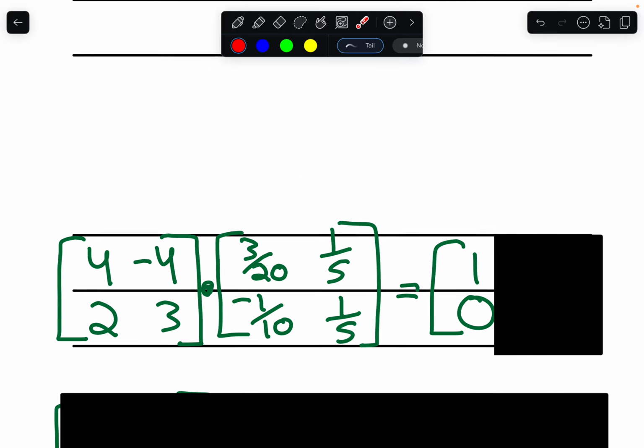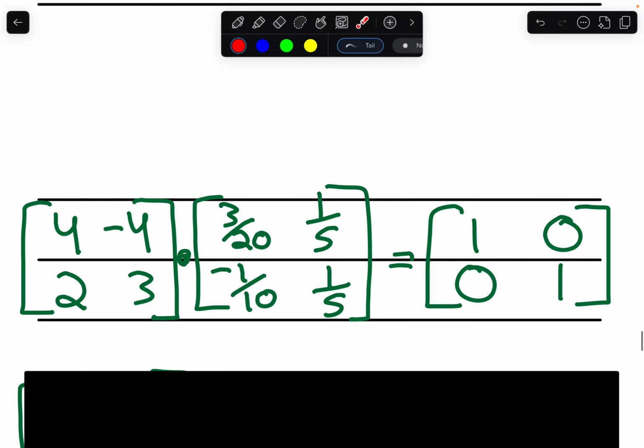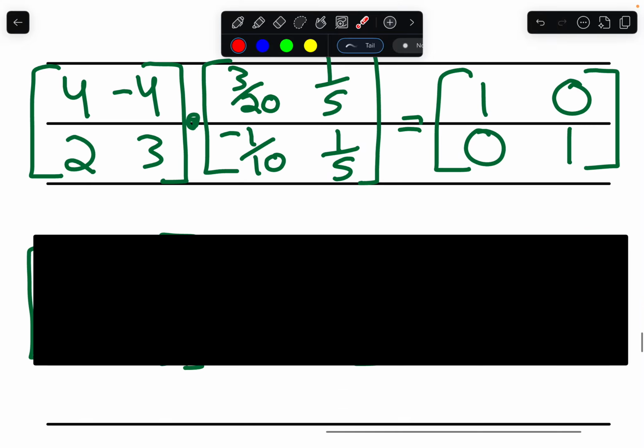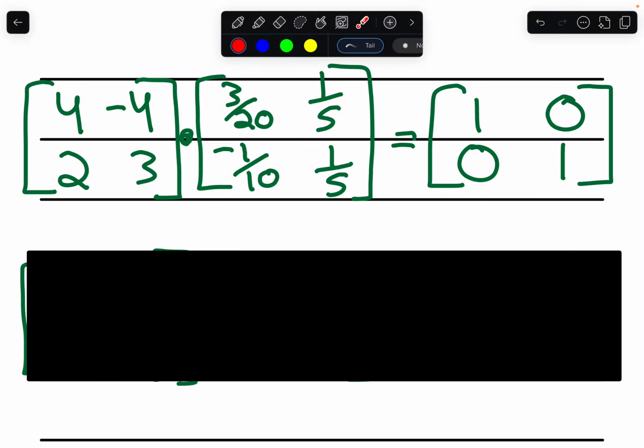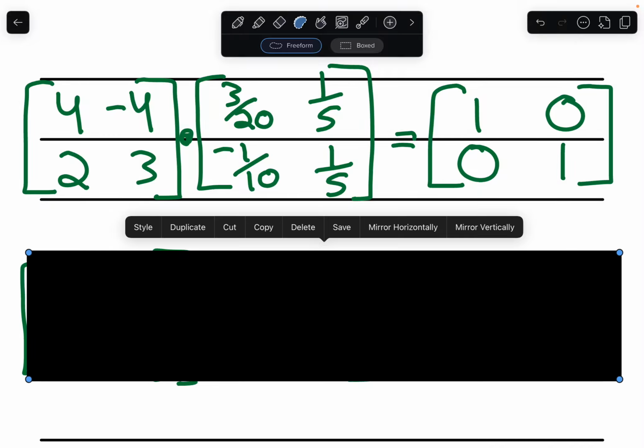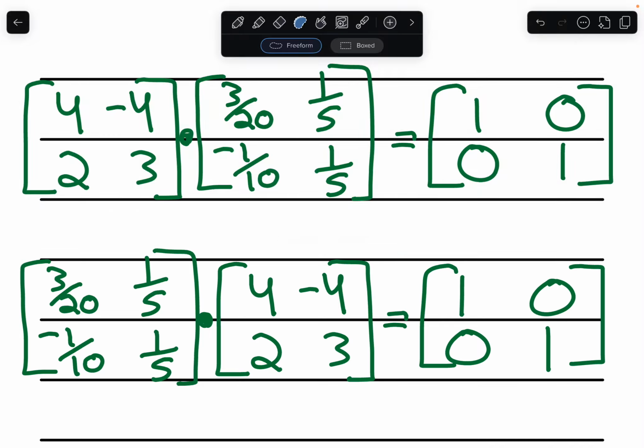What am I talking about, of course? The identity matrix for a 2 by 2. And so you can multiply these right out, and you will get the identity matrix. You have to combine some fractions, get some common denominators, but everything works out. And if you go ahead and do it the other way, it still works out. So you truly know they are inverse matrices of each other.